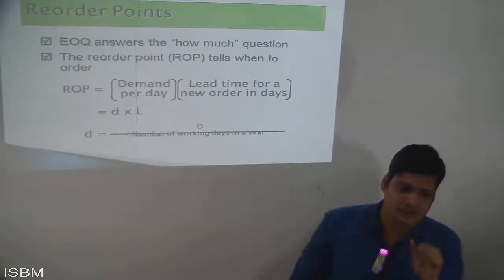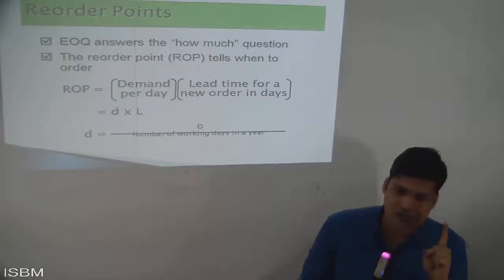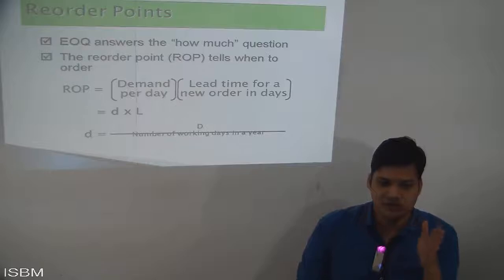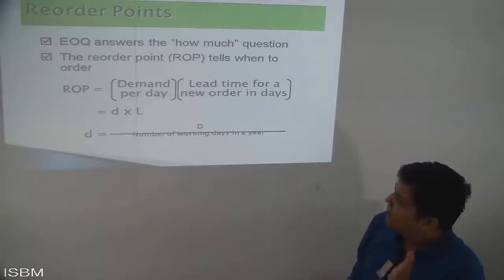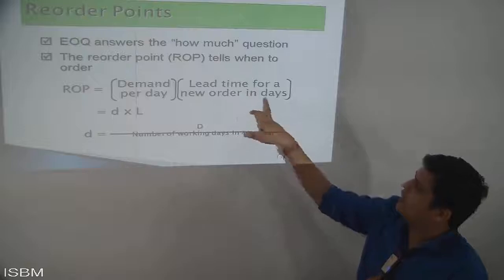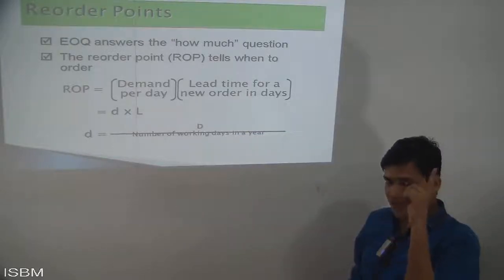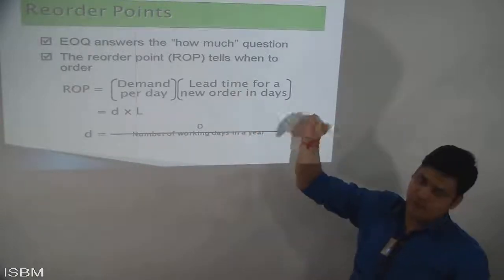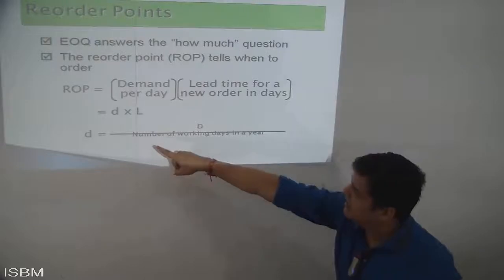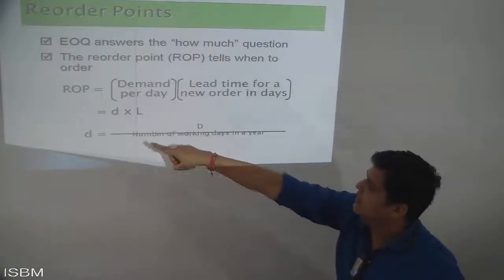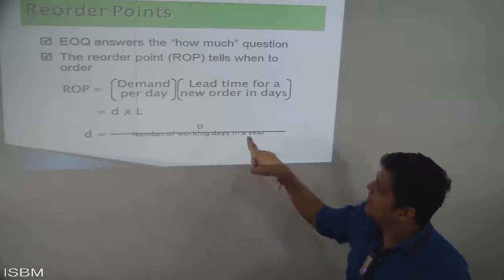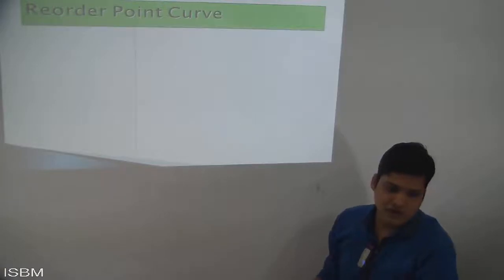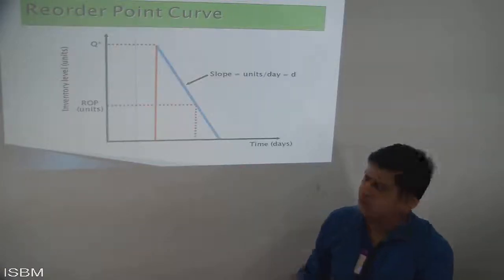Reorder points. How will you get the reorder point? EOQ answers how much to order. The reorder point tells when the order will come. So reorder point ROP is equal to demand per day times the lead time for a new order in days. How much is the demand per day? d is equal to D divided by the number of working days in a year. So the reorder point curve looks like this. This is the reorder point curve.